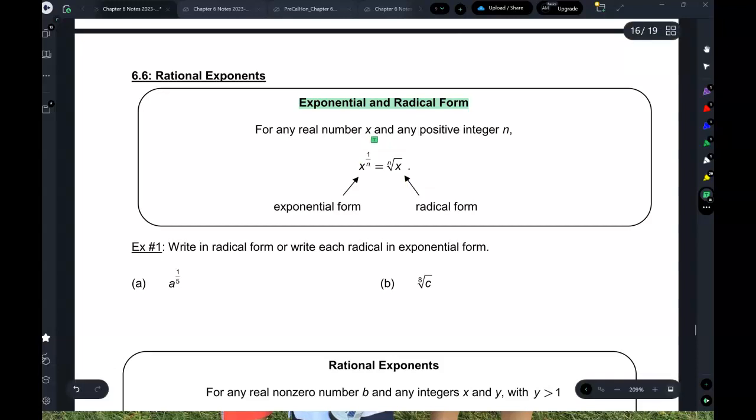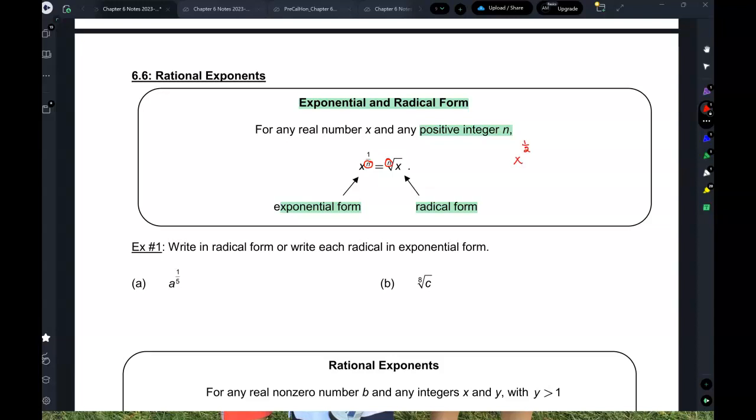If you have a real number x and a positive integer n, then if you have x to the 1 over n, that's the exponential form. And then the radical form will be this. So basically, this denominator here will become the index, okay? So for example, if I have x to the power of 1/2, I write that as radical x, and then this is a 2, so it'll be a square root. Remember when there is a square root, there's like an imaginary 2 in here, okay?